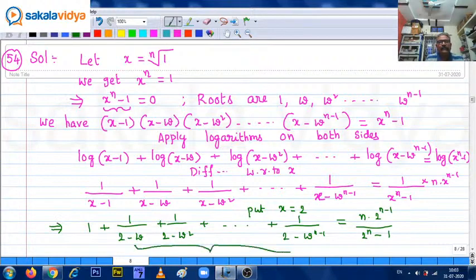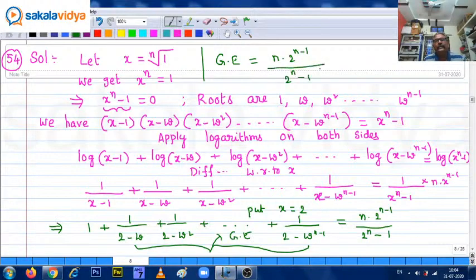But we need this value. Say this is the given expression. The given expression, 1 goes to that side, is equal to n times 2 power n minus 1 upon 2 power n minus 1, minus 1. This we can write as n times 2 power n minus 1 minus 2 power n plus 1 upon 2 power n minus 1.